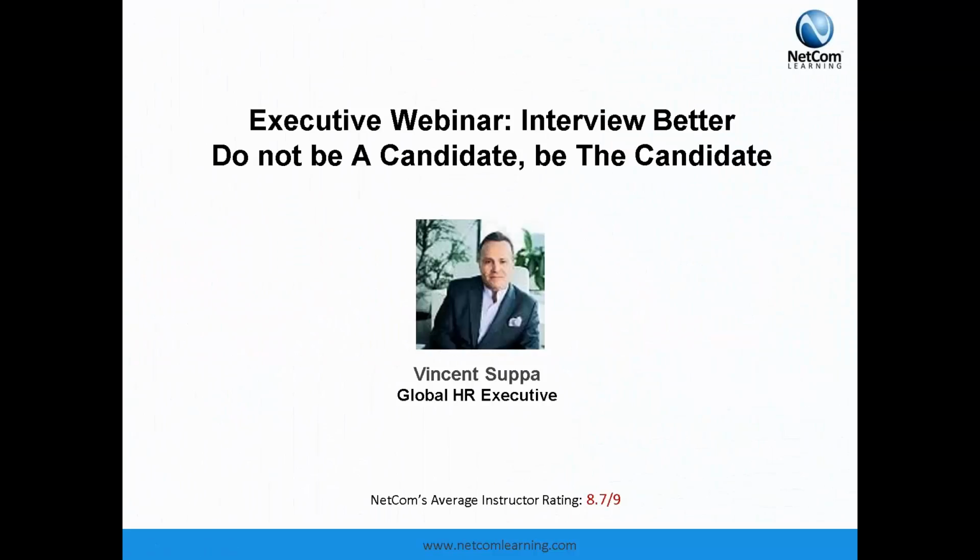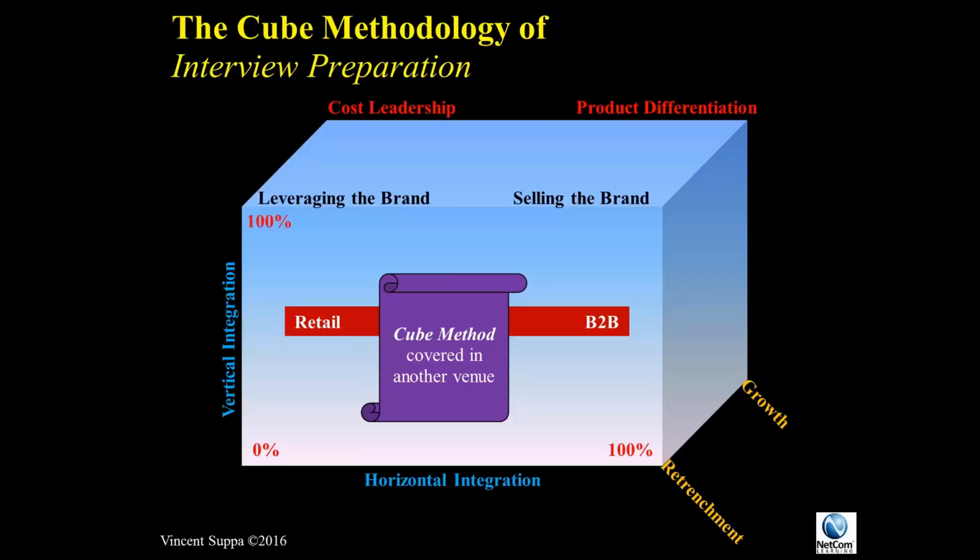Now, here's a cube representing 6 dimensions of strategy. We have cost leadership versus product differentiation. We have leveraging versus selling the brand. We also have various degrees of vertical integration, from minimal vertical integration to high vertical integration.